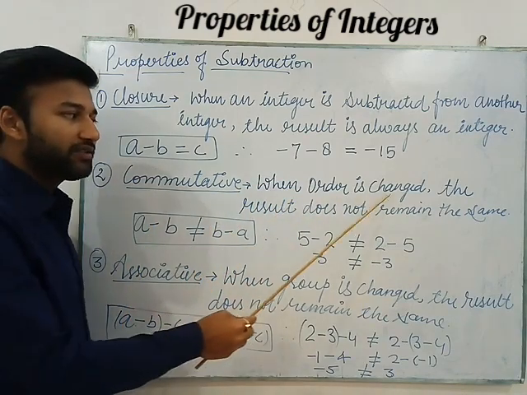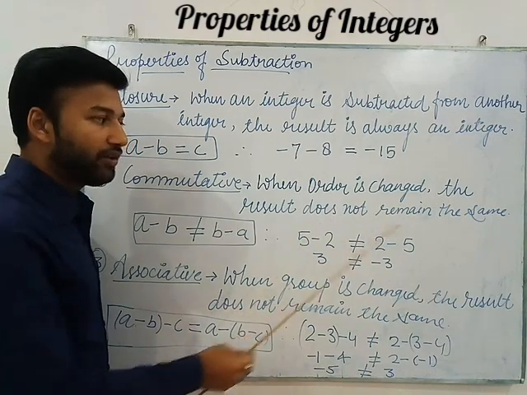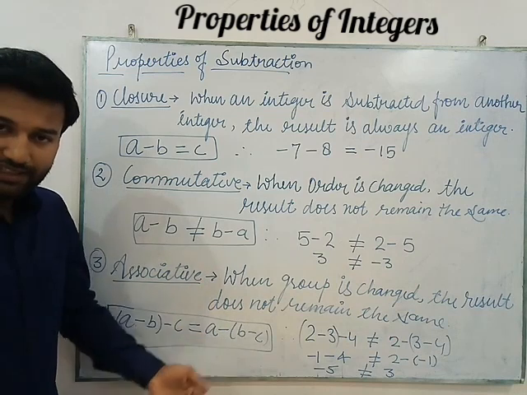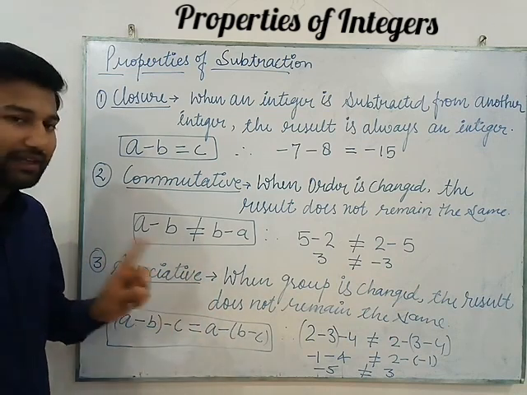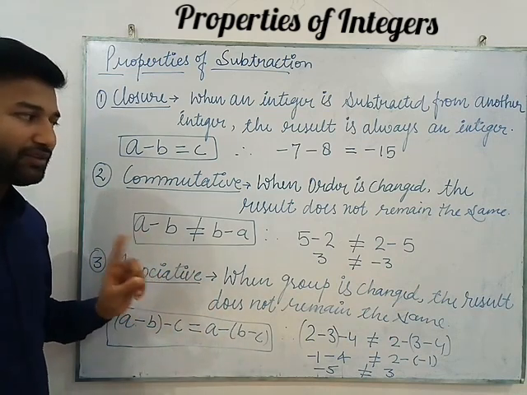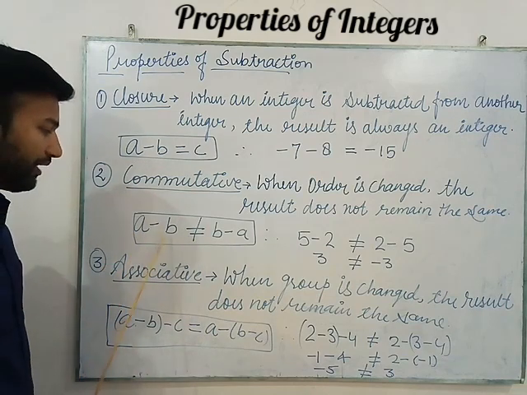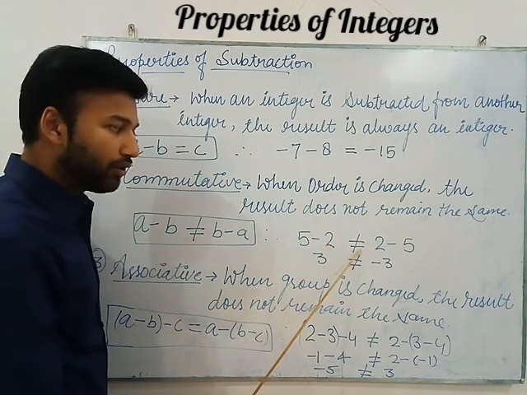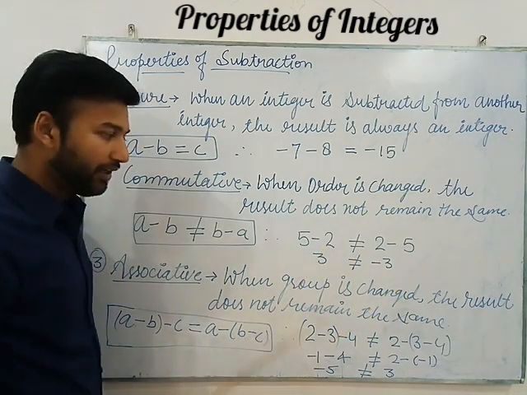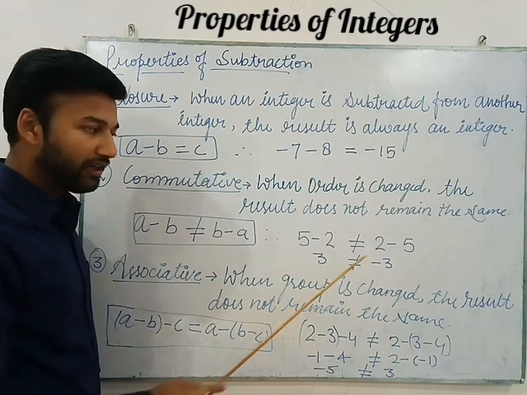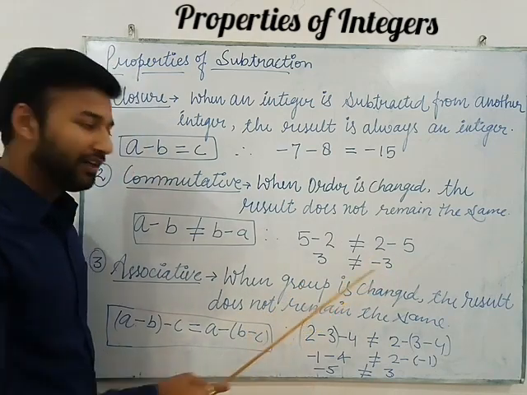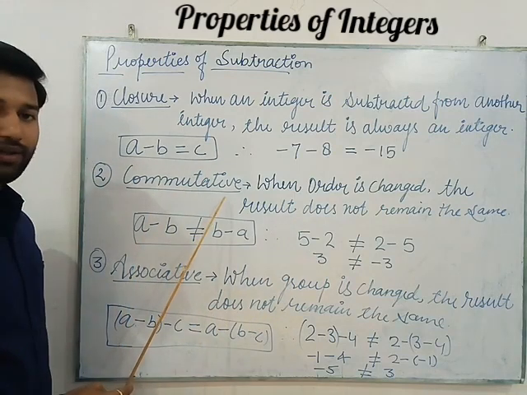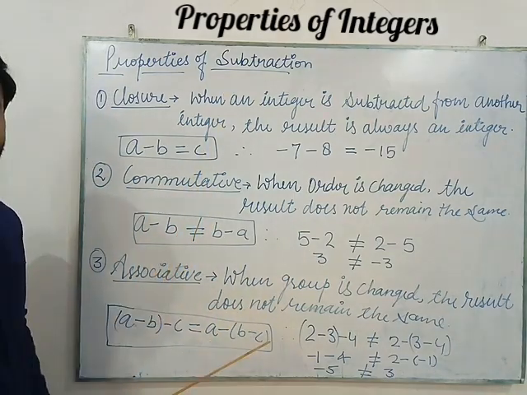Next, the second property, the commutative property of subtraction. It means when the order is changed, the result does not remain the same. When we change the order of integers, the answer is not the same. a minus b is not equal to b minus a. 5 minus 2 is not equal to 2 minus 5. Why? Because 5 minus 2 is 3 and 2 minus 5 is minus 3. Both are different. That's why the commutative property is not followed in the case of subtraction.